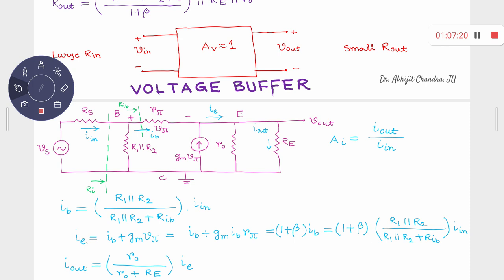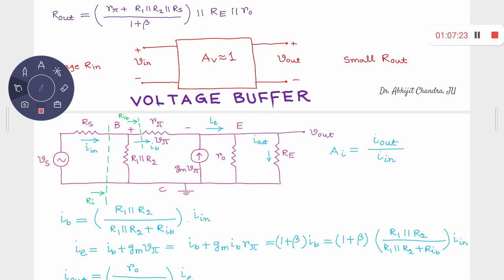Now we are in the process of calculating the current gain associated with a common collector. Can you expect some current gain there for common collector? Yes or no? Can I get some current gain? What is the input current? Base current. What is the output current? Emitter current. Base current to emitter current, there should be some gain.